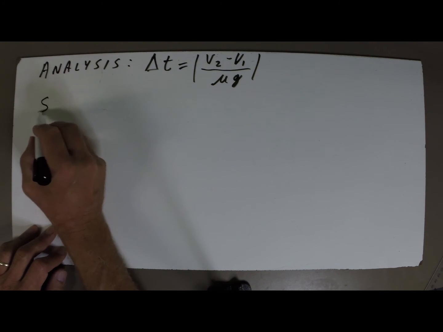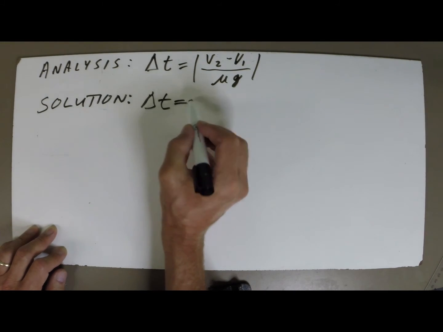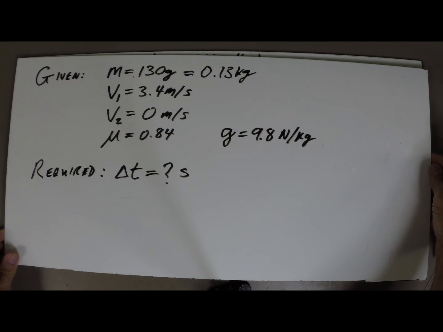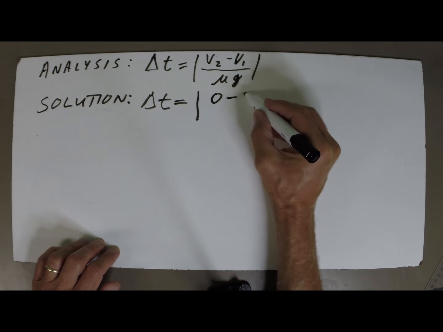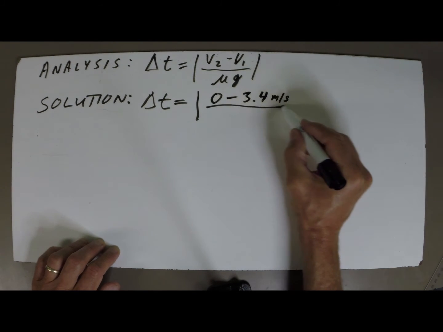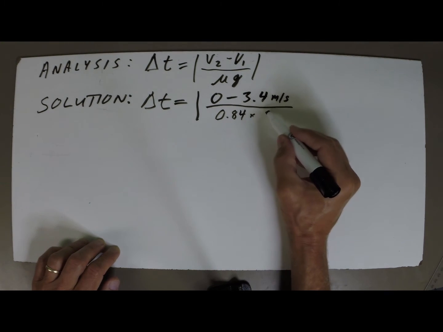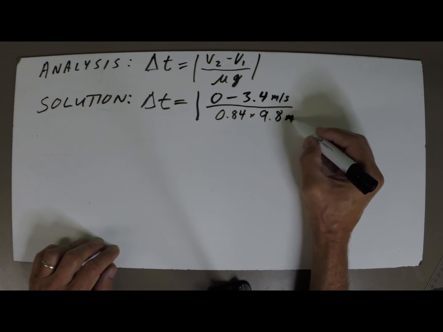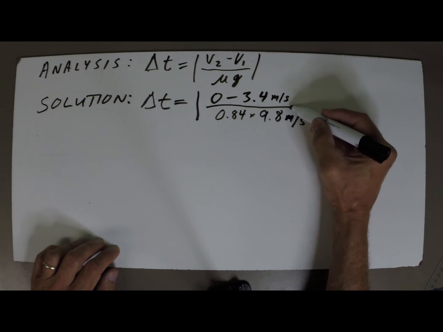The next step is the solution, and in this step we rewrite the formula using the given pieces of information. Instead of the variables now we're going to write down these numbers. So v2 is 0, v1 is 3.4 meters per second, mu is 0.84, and gravity g is 9.8. And you may be more familiar with that as meters per second squared, which is also newtons divided by kilograms.